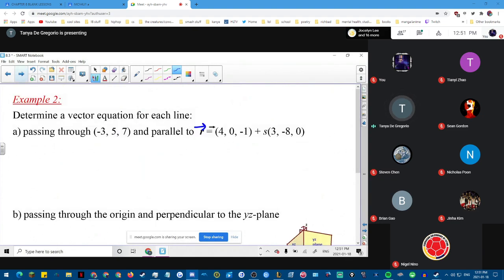Okay, Example 2. Determine a vector equation for each line. Sorry, the arrow there is on the equals, I don't know why it's shifted over. So passing through the point -3, 5, 7 and parallel to this line. If it's parallel to this line, what can I use from this line to help me? The direction vector. Excellent, because essentially that's like our slope. So if they're parallel, then they're going to have the same direction vector. Perfect. So what I can do now to get my equation is just use my new point, because the line passes through this point.